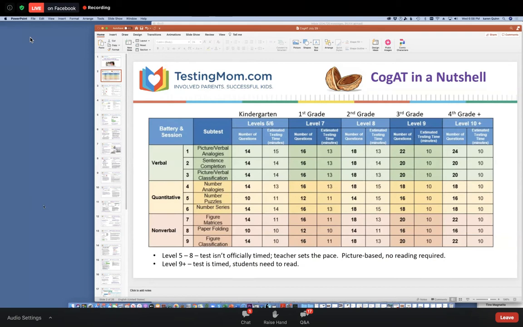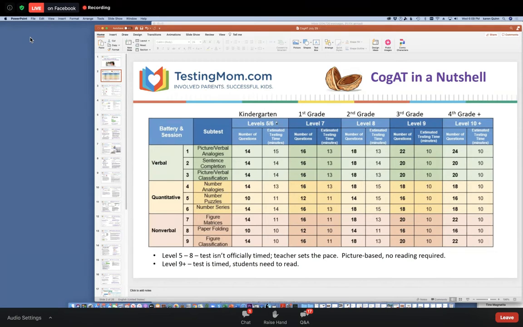Do I have levels other than 7 and 8? It's called the CogAT Form 7, Form 8, but the levels are different. The form is just the form of the test, if that makes any sense. It's a little confusing because there's a level 7 and a level 8. But the only tests that kids take are the CogAT Form 7 or 8, and it's essentially the same test.